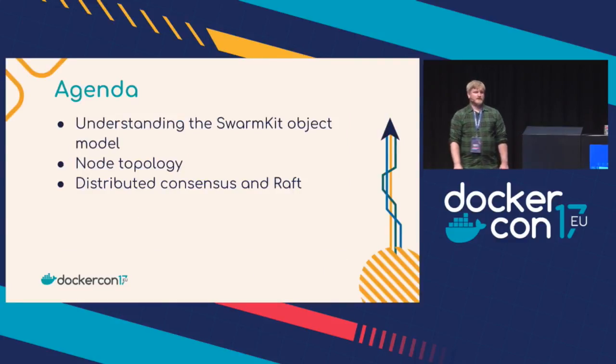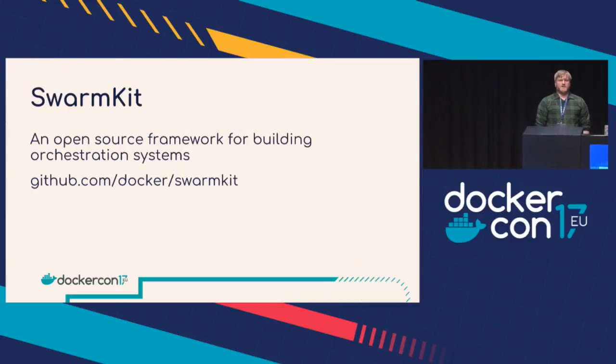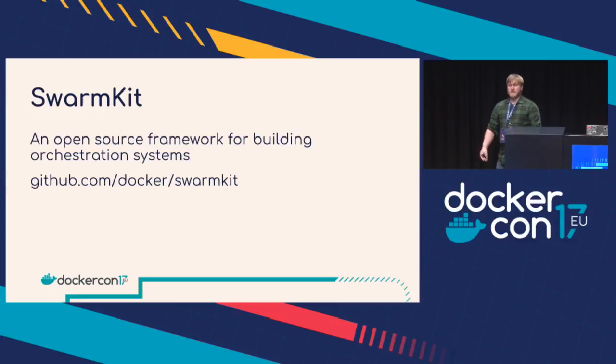So today we're going to be talking a little bit about the reasoning behind the SwarmKit object model, and then Laura will be covering node topology and distributed consensus and Raft. So let's dive in. A lot of this material is going to be oriented around SwarmKit, which powers Docker's swarm mode. A lot of this also applies to Kubernetes and any other orchestration system that you might have worked with, but all the examples will be with Docker swarm mode.